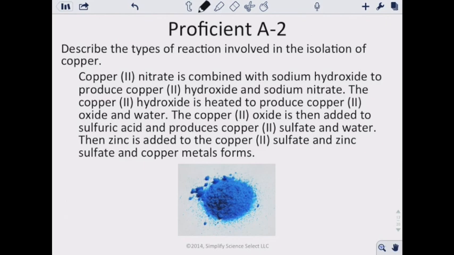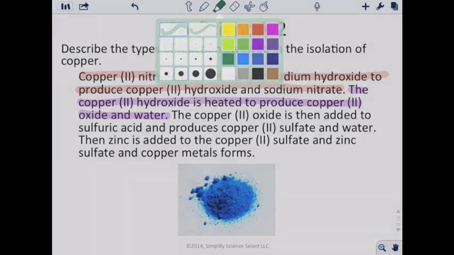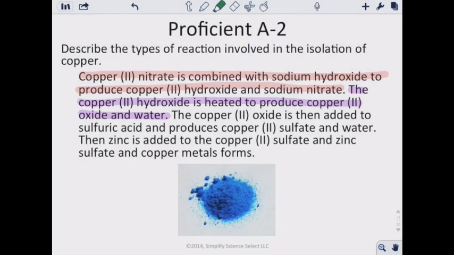Next example, it says describe the types of reactions involved in the isolation of copper. So in our first one, it says copper 2 nitrate is combined with sodium hydroxide to produce copper 2 hydroxide and sodium nitrate. So here's one reaction. And it says the copper 2 hydroxide is heated to produce copper 2 oxide and water. Well, that is another reaction. And it says the copper 2 oxide is then added to sulfuric acid to produce copper 2 sulfate and water. There's another reaction. And it says then zinc is added to the copper 2 sulfate, and the zinc sulfate and copper metal forms. And lastly, that would be the last reaction.